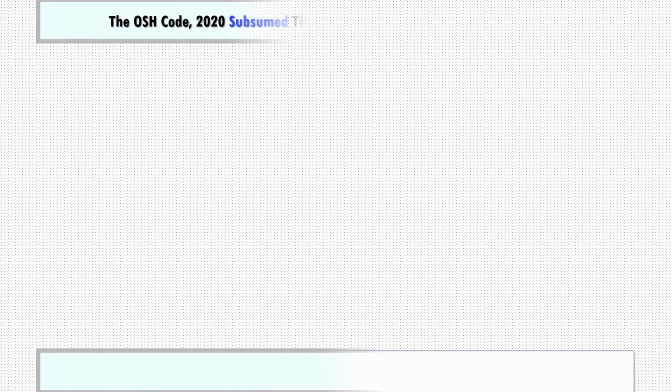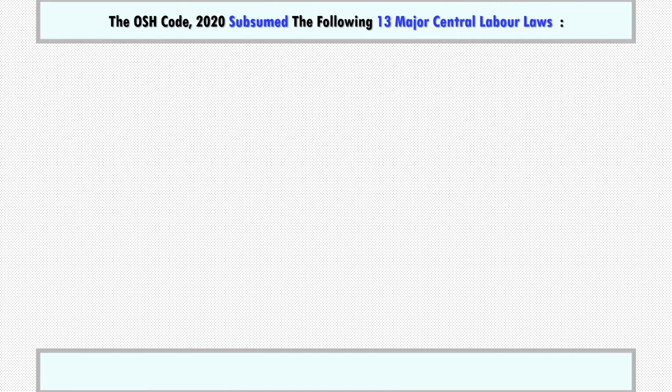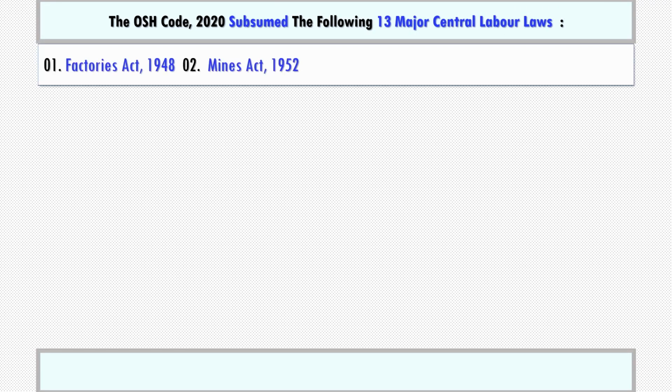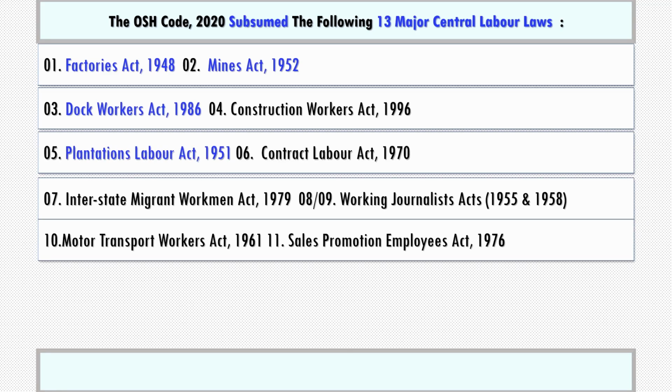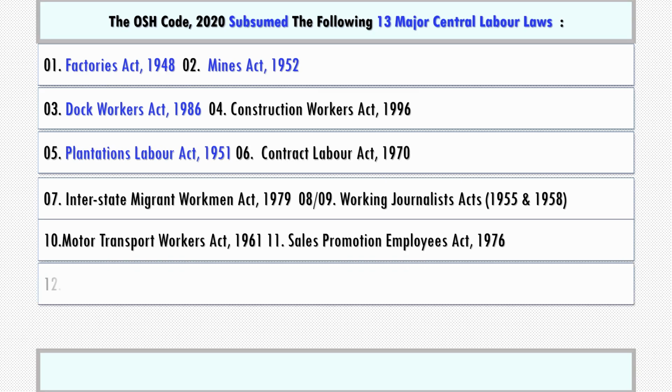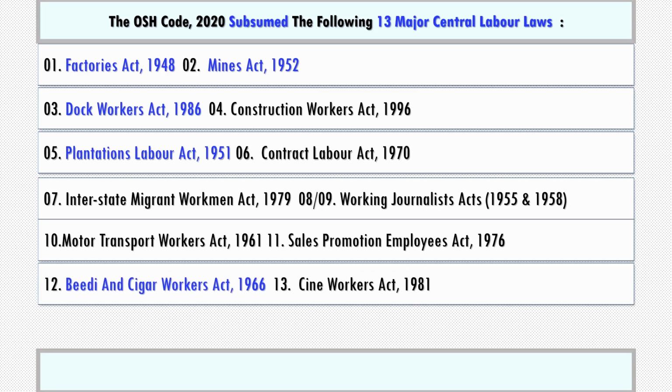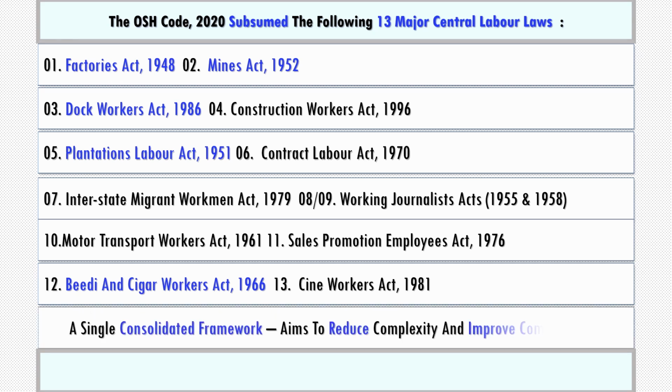The OSH code replaces 13 major central labor laws. Prominent among them are the Factories Act, Mines Act, Dock Workers Act, Plantations Labor Act, and BD and Cigar Workers Act. The OSH code is expected to be a single consolidated framework aiming to reduce complexity and also improve compliance.